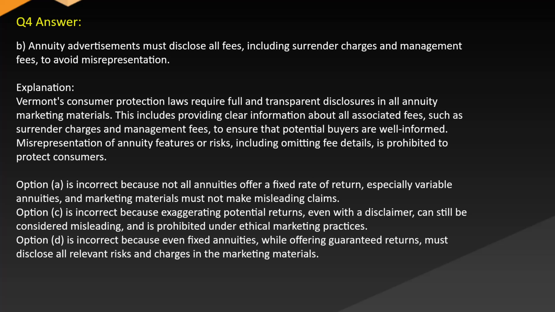Option A is incorrect because not all annuities offer a fixed rate of return, especially variable annuities, and marketing materials must not make misleading claims. Option C is incorrect because exaggerating potential returns, even with a disclaimer, can still be considered misleading and is prohibited under ethical marketing practices. Option D is incorrect because even fixed annuities, while offering guaranteed returns, must disclose all relevant risks and charges in the marketing materials.